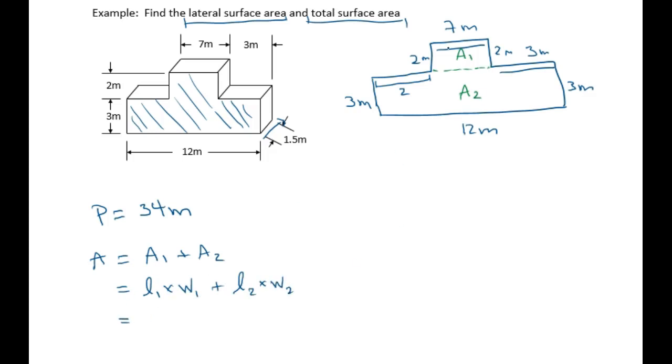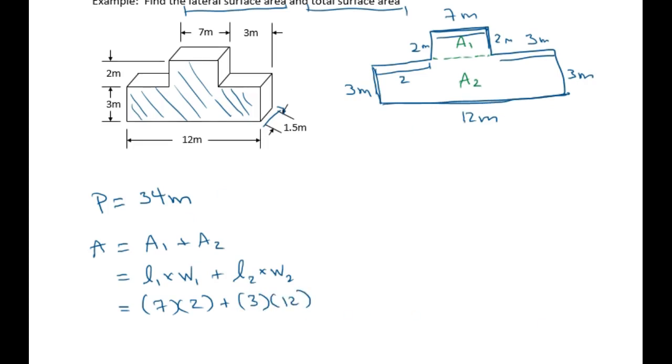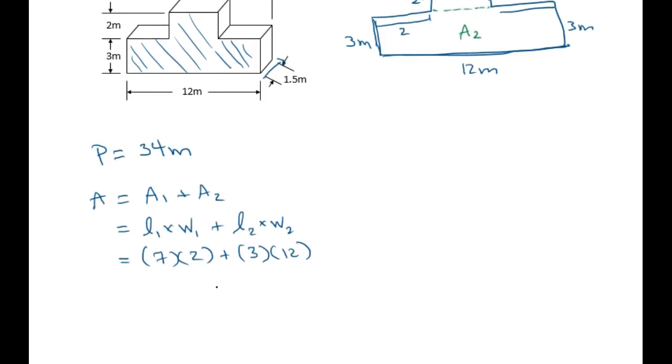So let's start with A1. So length would be 7 multiplied by 2. And our second one would be 3 times our 12. So multiplying those out, adding them together, I end up getting 50 meters squared coming up there. So now we know our perimeter of our base, area of our base.